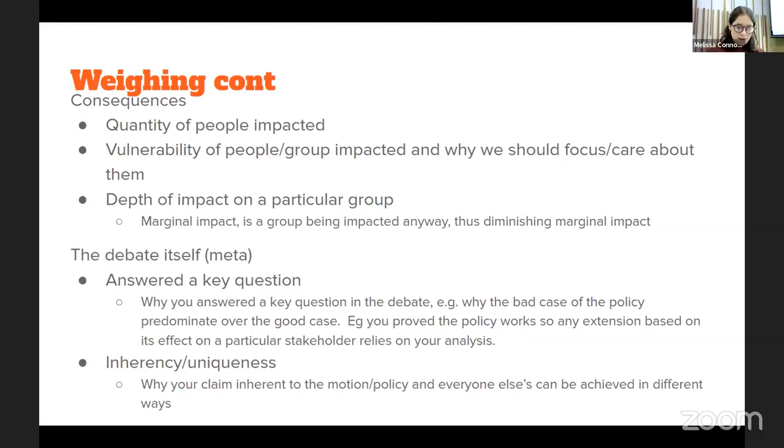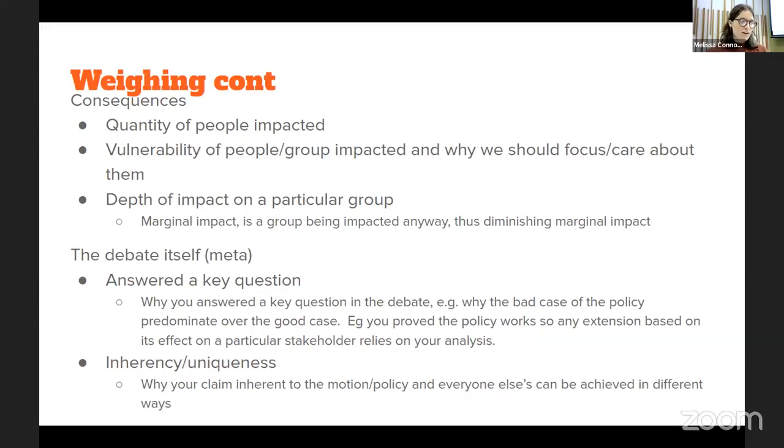If you are able to prove why the bad cases of the policy will always predominate over the good cases of the policy, then that's the fundamental question of the debate: is the policy good or bad? You can say, we've proved this fundamental question, this is why it's the fundamental question, and here's why we win. But the other way it might be fundamental is that other impacts or other lines of argument rely on that thing being proved first.